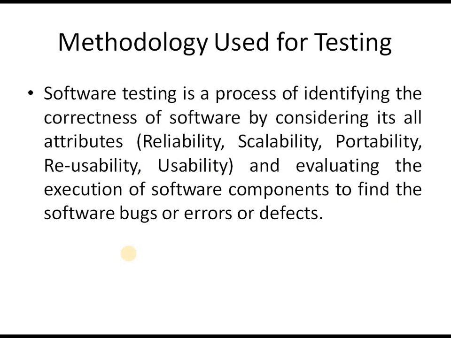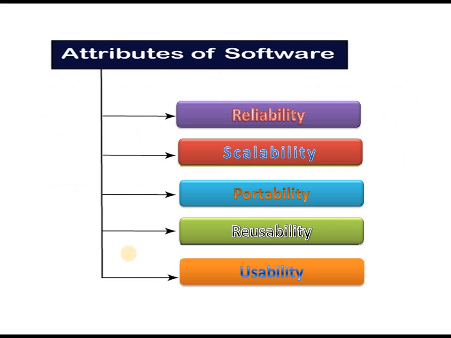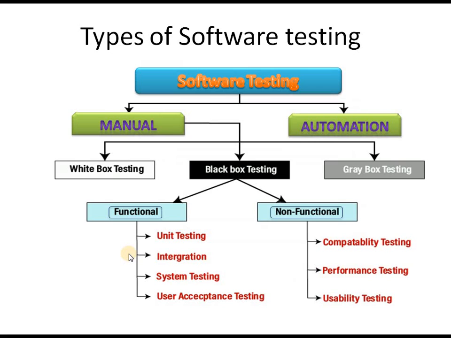Now let's discuss testing. Software testing is the process of identifying the correctness of software by considering all its attributes like reliability, scalability, portability, reusability, and usability, and evaluating the execution of the software components to find software bugs, errors, or defects. These attributes are used to test our project or software.